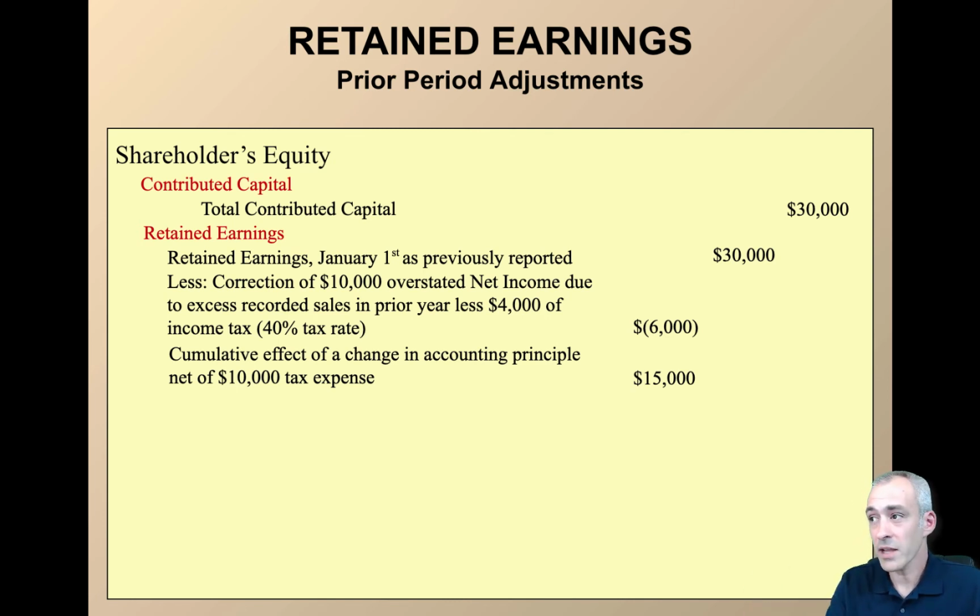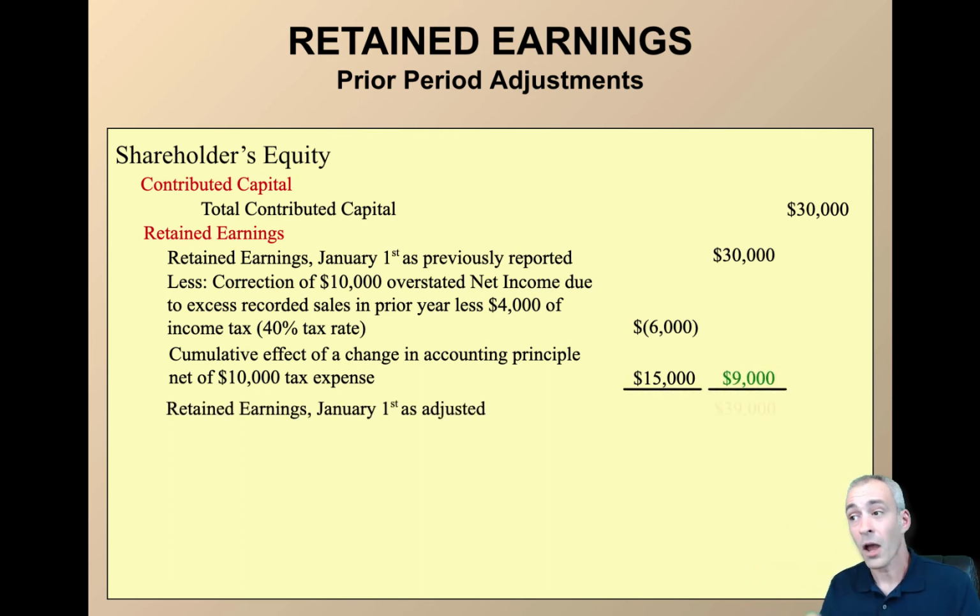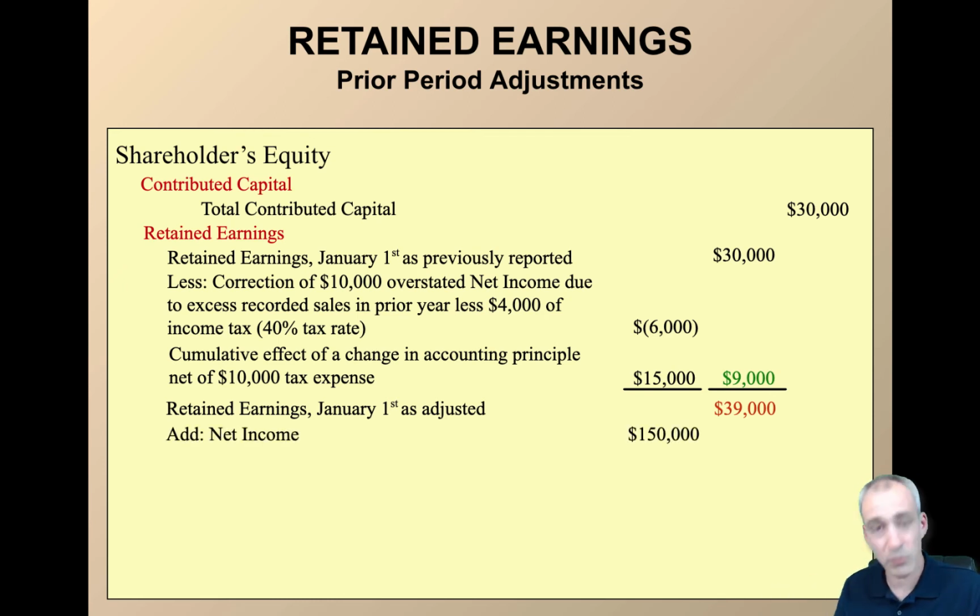So the grand total of that change, our initial retained earnings plus the two changes, means this year our retained earnings as adjusted, the starting retained earnings, should be 39,000. And that's how you show it. The rest is as per normal, with the account name slightly different from grade 11, but otherwise kind of the same. So you'd go add profit, and I said it's 150.